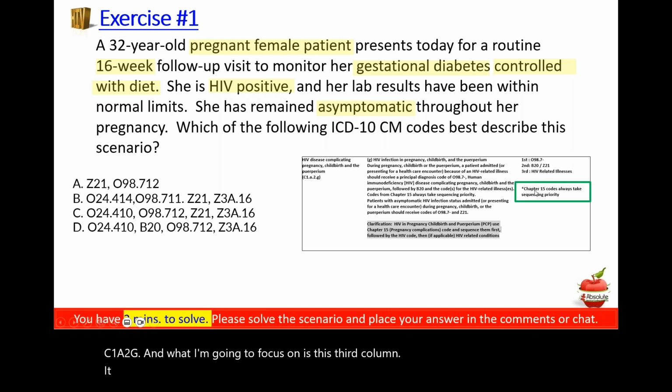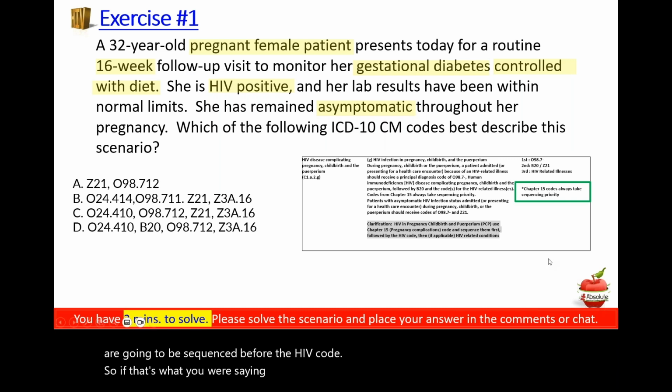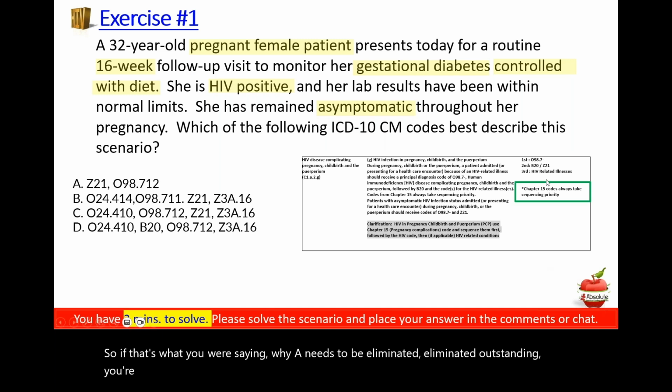It says Chapter 15 codes always take sequencing priority. In other words, Chapter 15 codes are going to be sequenced before the HIV code. So if that's what you were saying, why A needs to be eliminated, outstanding. You're spot on. All right.